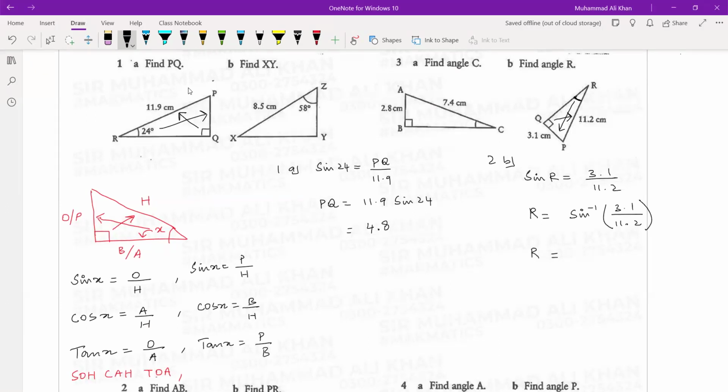16.1 is the result. Are you clear? Hopefully there is no confusion in this. So start working, do question number 1 and question number 3.